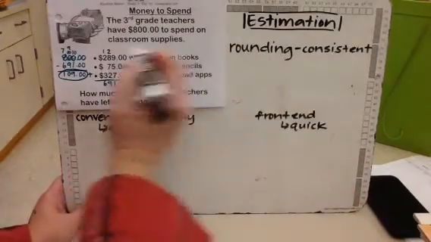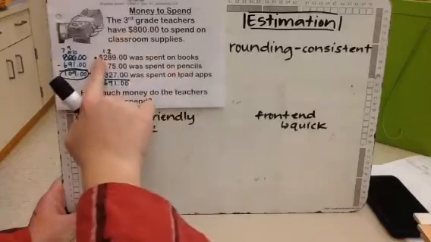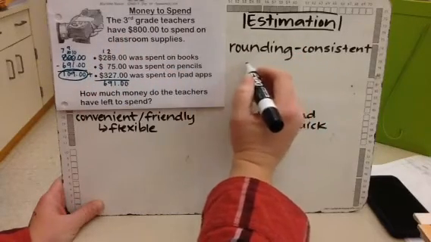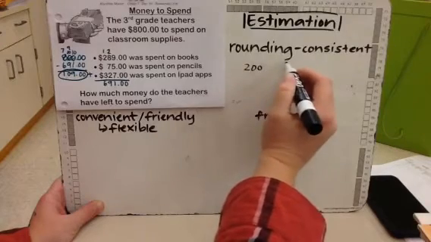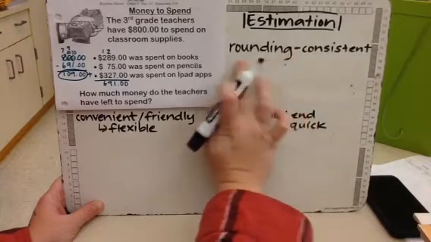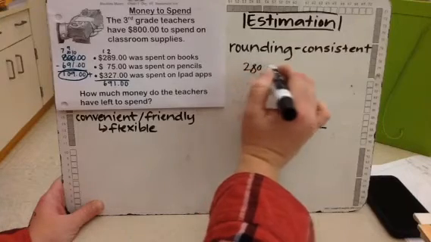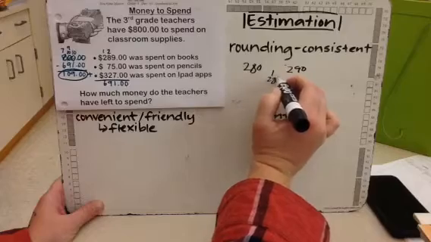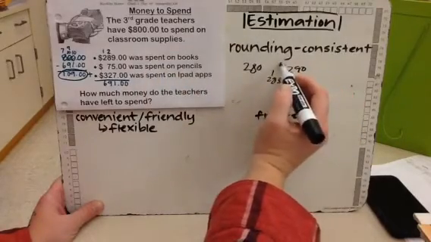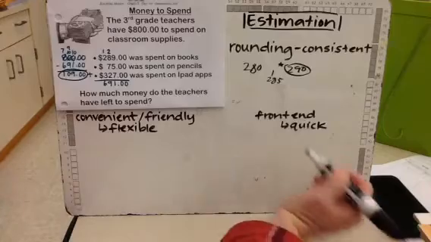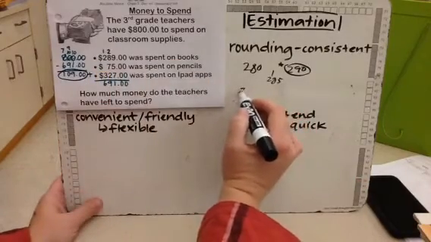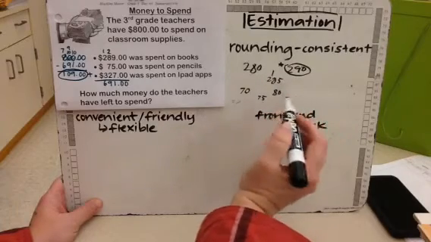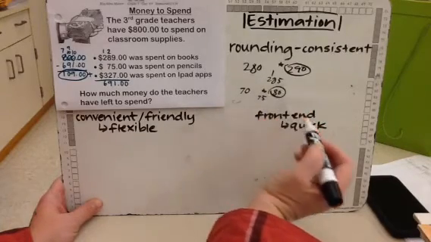So here I'm going to round 289 to the nearest 10. If you remember, 289 is in between 280 and 290. And the midpoint right here is 285. 289 is right here, so it would round to 290. 75 here is in between 70 and 80. The midpoint is 75. That is my number, so it would round to 80.